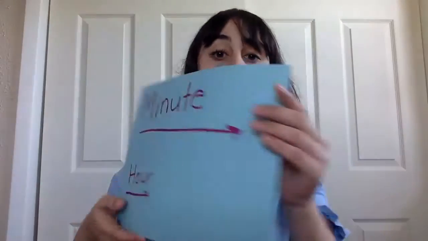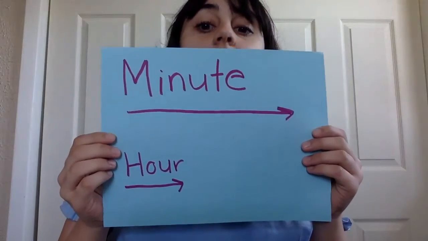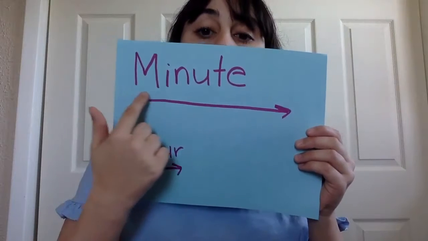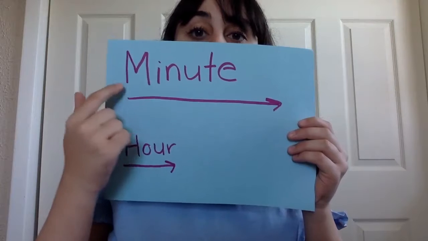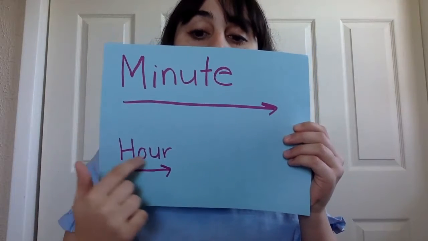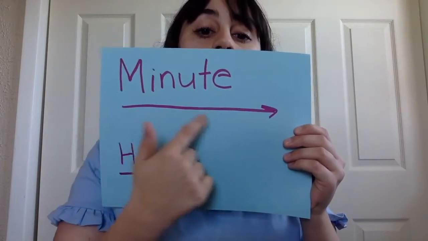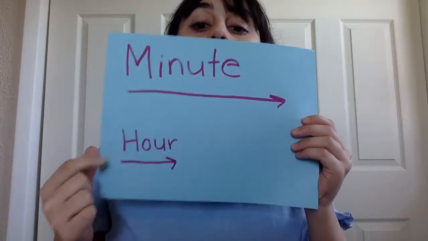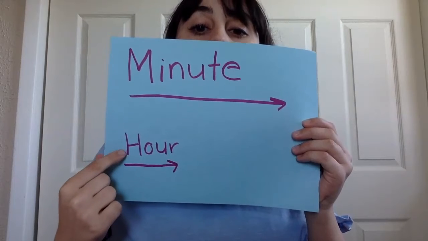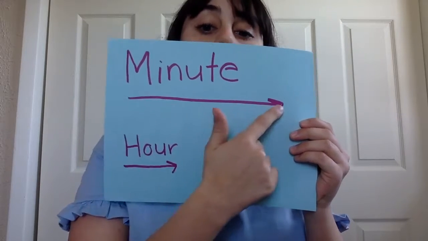But before we get into the lesson, I want to review the difference between the minute hand and the hour hand. So a little trick that I have is that the word minute has more letters in it than the word hour does. So the word minute is a little bit longer of a word than the word hour. Our minute hand is our longer hand, just like it's our longer word. And our hour is our shorter hand, just like it's our shorter word. So the minute hand is longer and the hour hand is shorter.